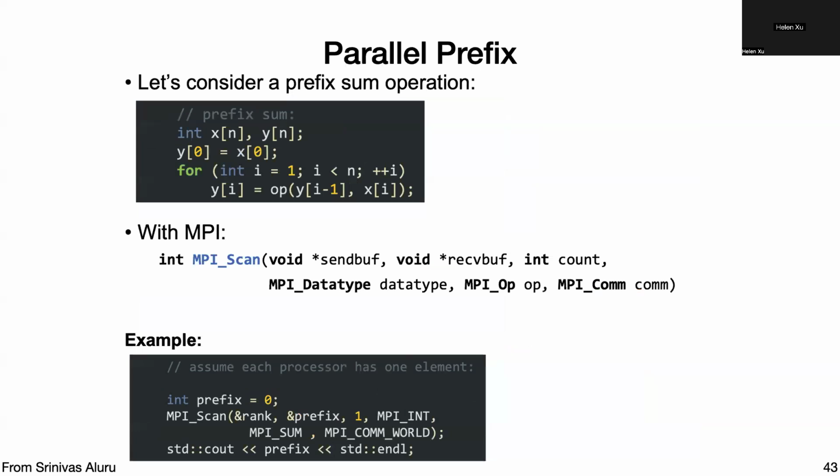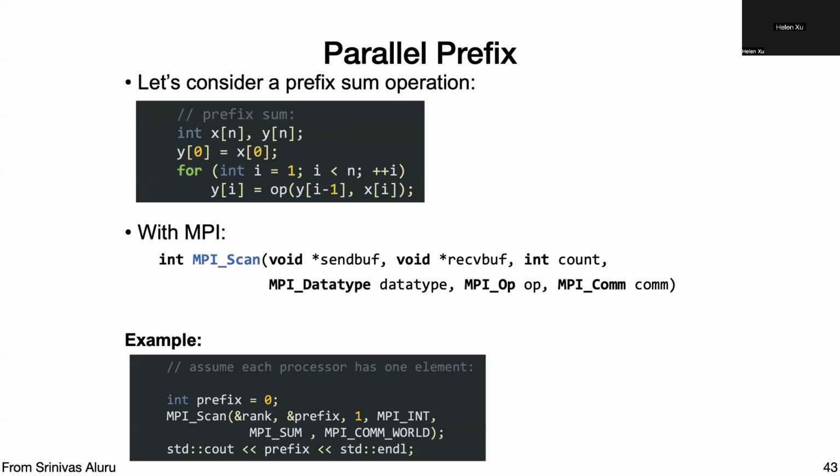In addition to reduce, they also provide functionality for prefix sum. They call it scan. So again, the function signature is exactly the same. Send buff, receive buff, and count, data type, operator. And we talked a lot about parallel prefix, so I'm not going to go over it again. This is doing a parallel prefix over the ranks.